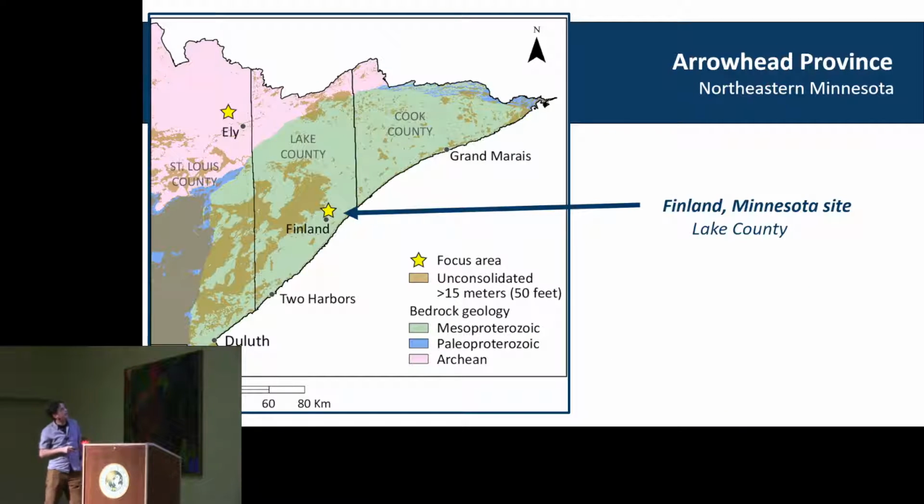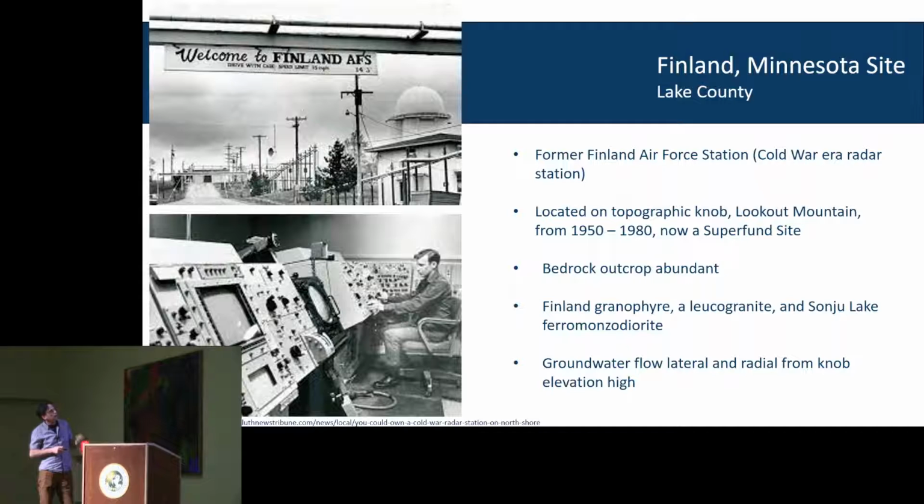So zooming in over towards Lake Superior, we're now moving into some igneous rock. And the site is actually the former Finland Air Force Station. It was a Cold War era radar station, and it's located on a topographic knob known as Lookout Mountain. It's a Superfund site, and that's why we were able to acquire all this data.